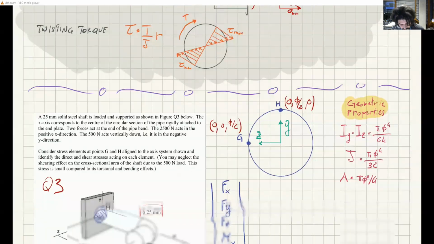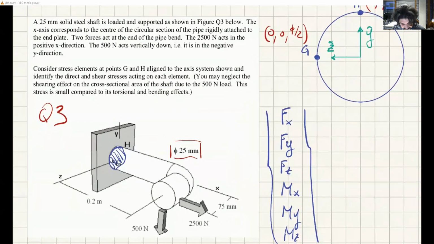Okay, now we have the recap. We can start solving question 3. It says a 25mm solid steel shaft is loaded and supported as shown in figure 3. The x-axis corresponds to the center of the circular cross-section, rigidly attached to the end plate, and two forces act at the end of the pipe, this 2500 Newton and this 500 Newton force.